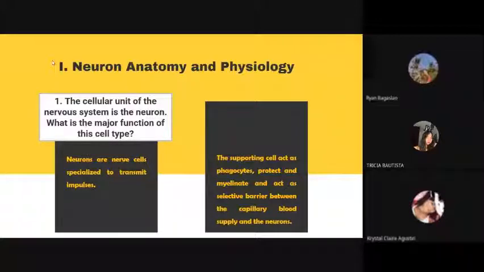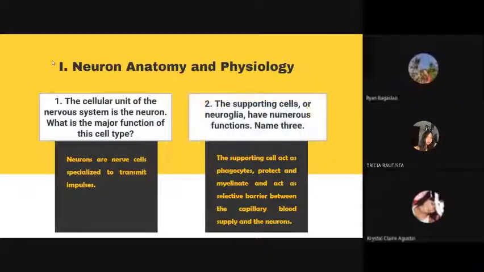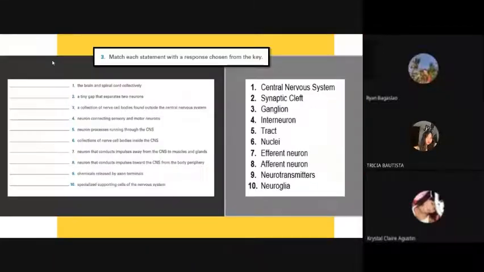Number two, the supporting cells or neuroglia have numerous functions. Name three. Well, the supporting cells act as phagocytes, protect the myelinated fibers, and act as a selective barrier between the capillary blood supply and the neurons. Proceed to number three, match each statement with the response chosen from the key.